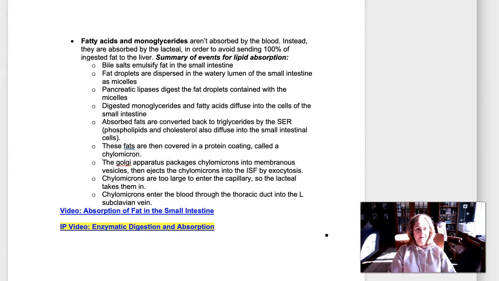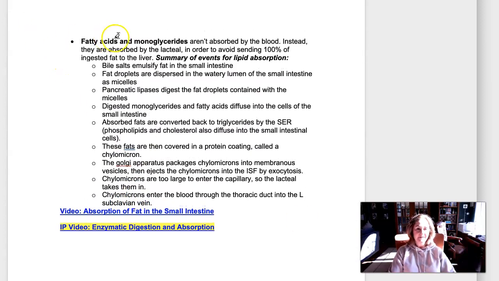I did write this out. So here are the steps. See if this makes sense. So fats are not going to be absorbed by the blood. Instead, they're going to be absorbed by the lacteal, and that's in order to avoid sending 100% of the ingested fat, you know, in one event to the liver. So first, the bile salts emulsify the fats in the small intestine, and then they're dispersed in the small intestine as micelles. Pancreatic lipases will digest the fat within the micelles, and then the digested monoglycerides, fatty acids, are going to just diffuse into the cells of the small intestine.